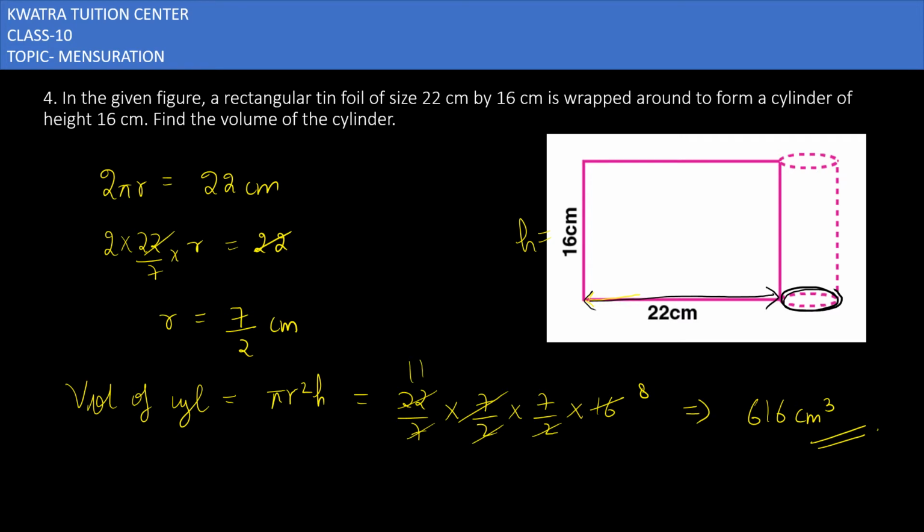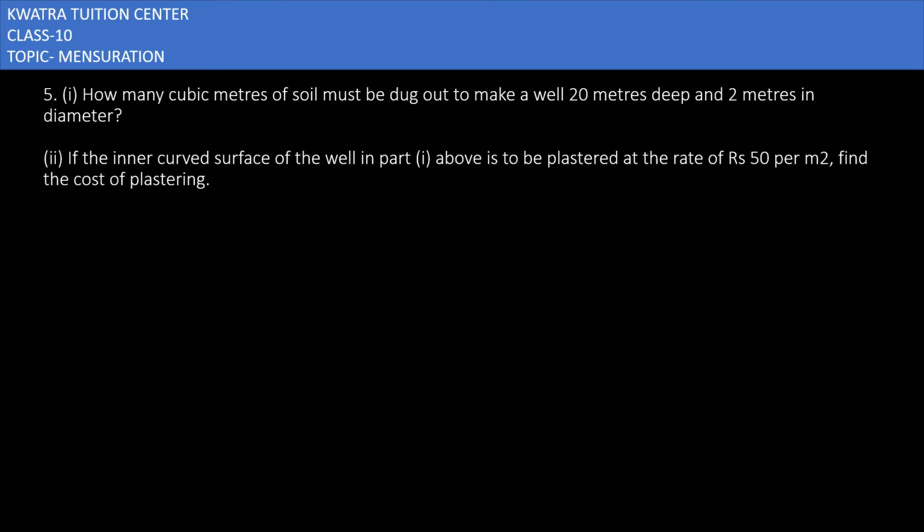Now moving to fifth one. Question number 5 says how many cubic meters of soil must be dug out to make a well 20 meters deep and 2 meters in diameter. तो अगर हम सॉल्यूशन देखें यहाँ पे तो हमारे पास क्या दिया हुआ है, 20 meters deep, इसका मतलब height must be 20 meter. और 2 meters in diameter. Diameter is there which is 2 meter. Radius हमें मिल जाएगा इससे, it will be 1 meter.